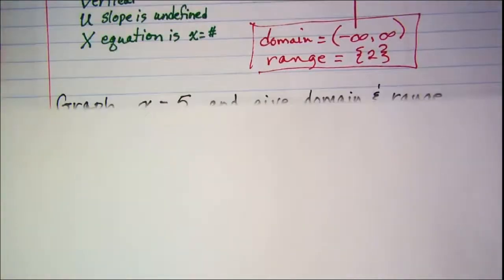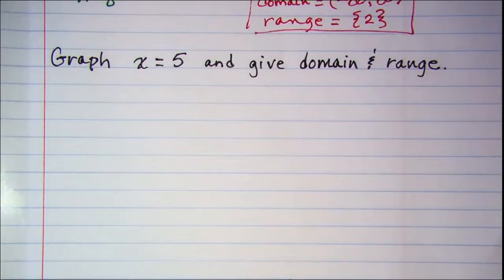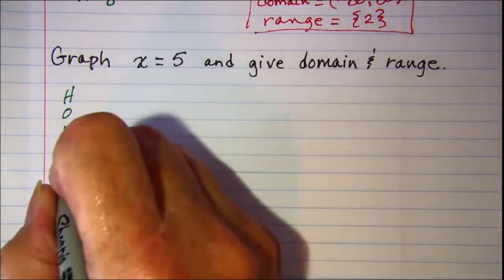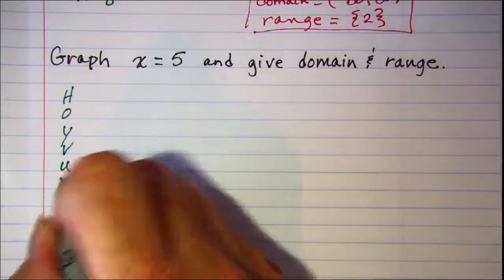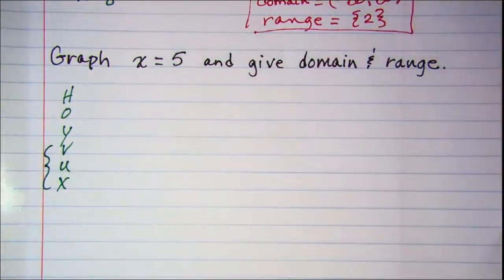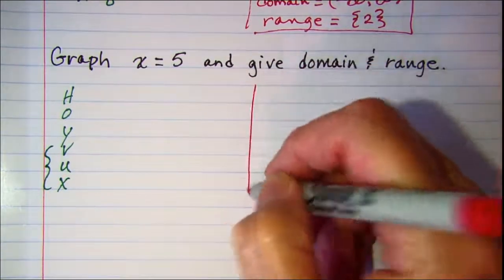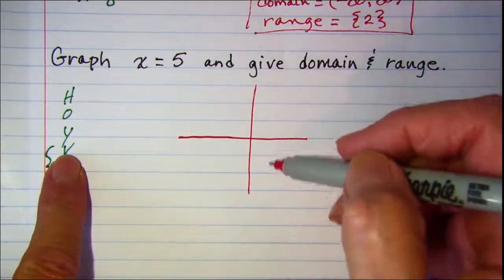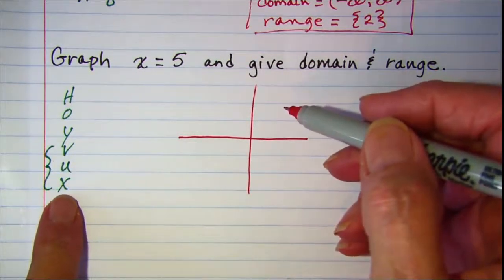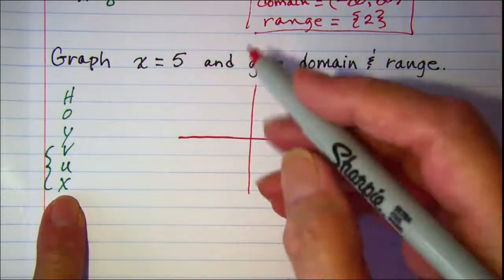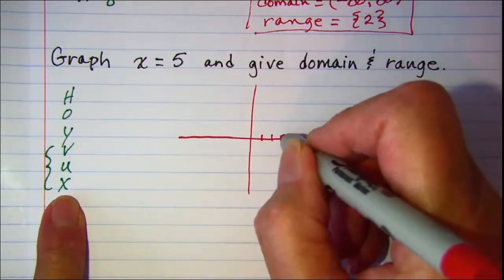And let's do another one. Okay. We're asked to graph x equals 5 and give the domain and range. So let's use this. Since this is x equals, we'll be using that information. So it'll be a vertical line up and down. Slope is undefined, and its equation is x equals 5, which means that we'll be going through 5.